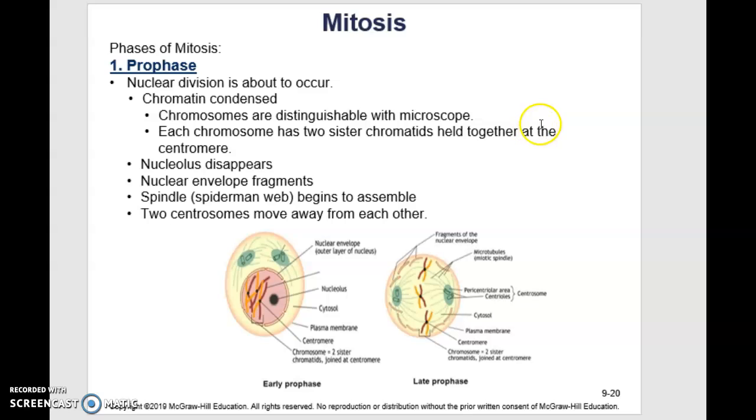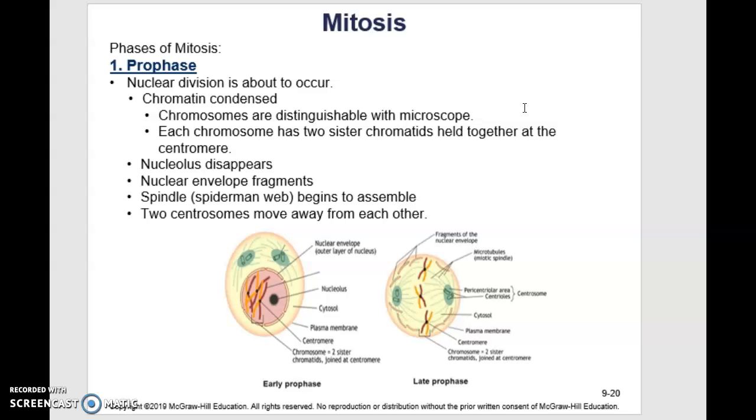Okay, the first phase is prophase. Prophase is where nuclear division is about to occur. So what has to happen is chromatin is going to be condensed. Remember, chromatin is your DNA that looks like spaghetti in a bowl. And that's when it's being used to make proteins. Now, before nuclear division, it needs to be organized. So wrapped up kind of like your Christmas lights, it's going to be organized into these chromosomes. And then they're also organized by their copies.